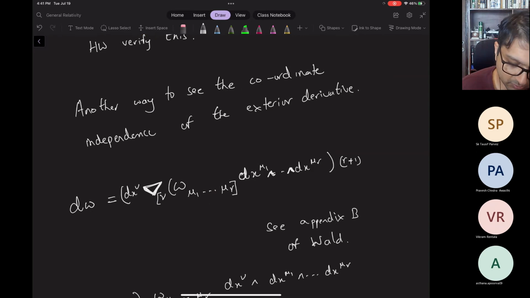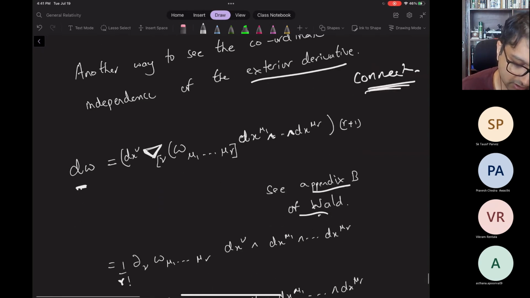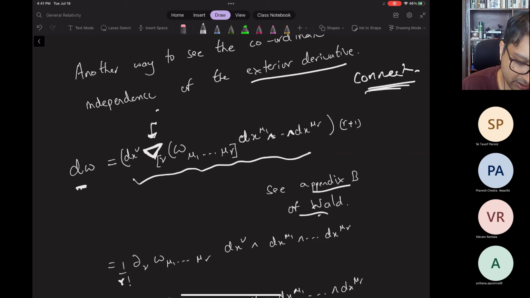Now there's another way to see the coordinate independence of this exterior derivative, but this assumes that you have a connection on the manifold. If you have a connection on the manifold, you can show, in appendix B of Wald, that you can write this derivative using something like this. So del, where this is now an affine connection rather than the regular derivative, del nu of omega mu1 through mu r, where you're anti-symmetrizing over all these indices, dx mu1 wedge dot dot dot wedge dx mu r. And you multiply by this extra factor of r plus 1.